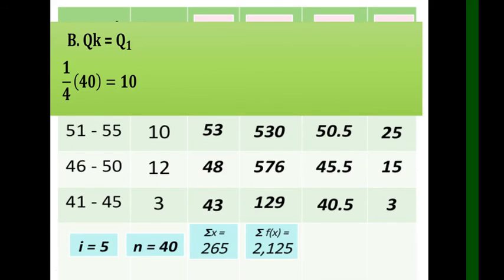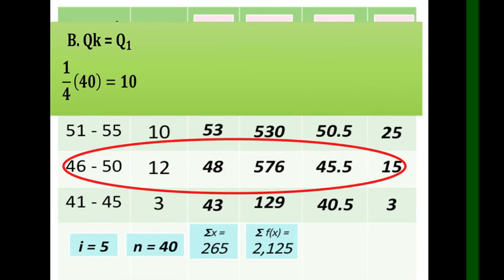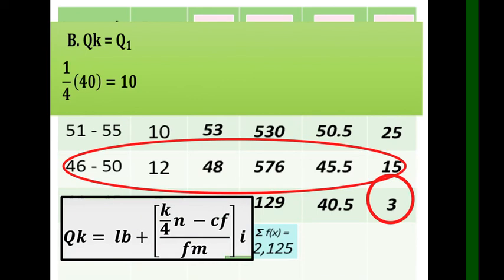So we will look for a number that is greater than 10 but not less than 10, and that is 15. Okay? So we will encircle all the numbers in that row of 15. And what is less than 15? That's 3. So for our formula, we have Q K. What is our lower boundary? That is 45.5. K over 4 times N, that's 10. Minus CF, that's 3. FM is 12, and i is equal to 5.